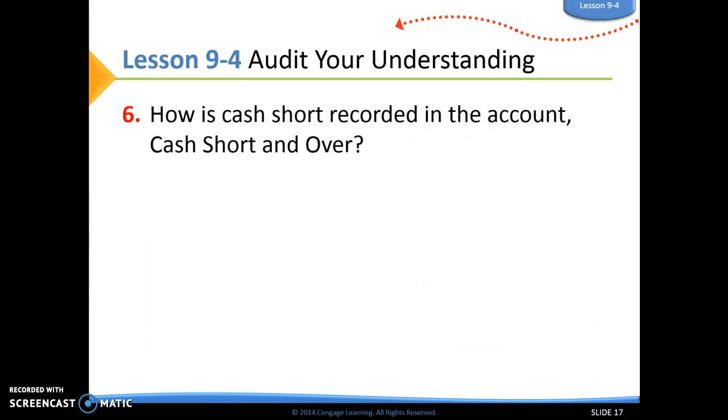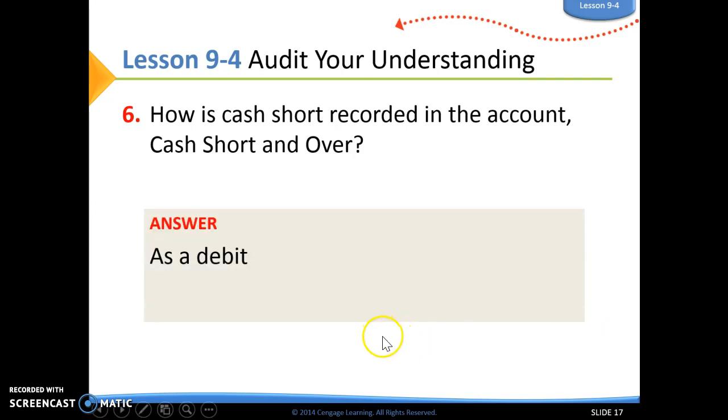Number 6, how is cash short recorded in the account cash short and over? That is going to be a debit. Remember the trick I gave you, shorts on the left, debit on the left. Overs on the right, credit on the right.